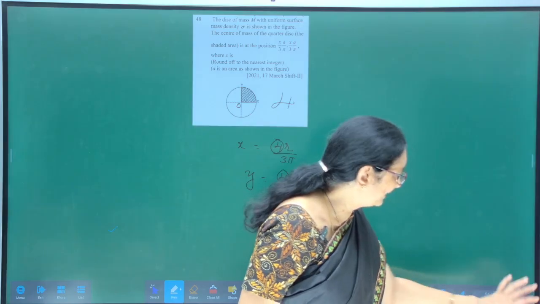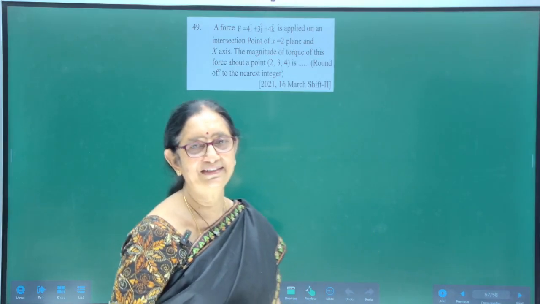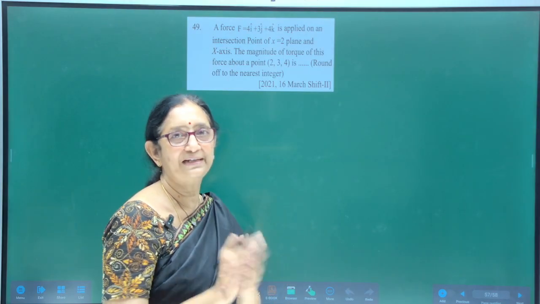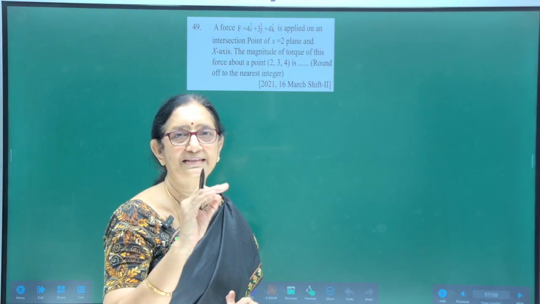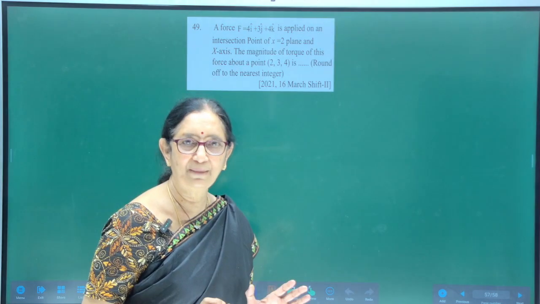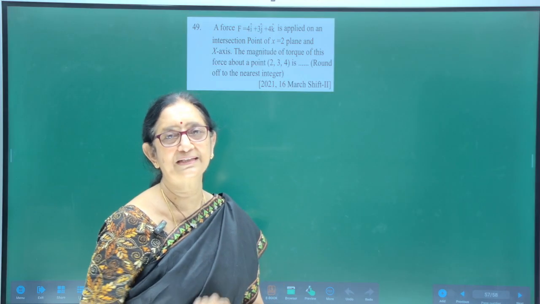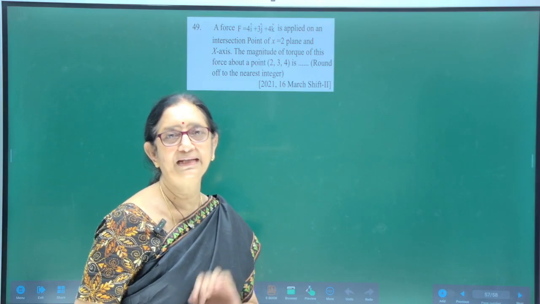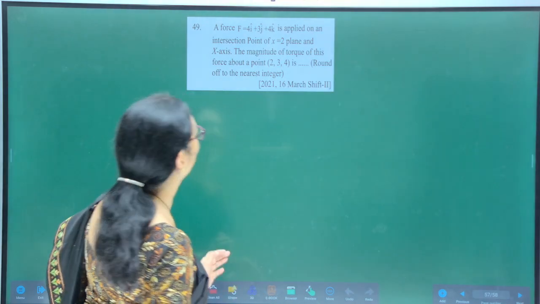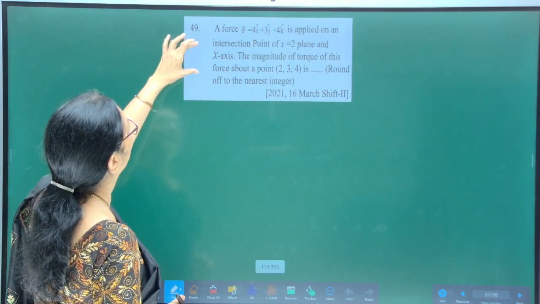Actually, that derivation we have seen in the class, isn't it? For a quadrant, when a circular disc is divided into 4 equal parts, the position coordinates of the center of mass of each part from the center are given by 4r by 3 pi. The derivation we have already seen.